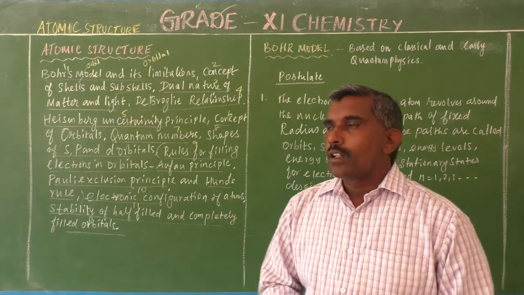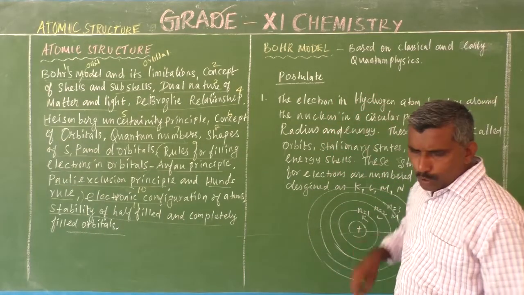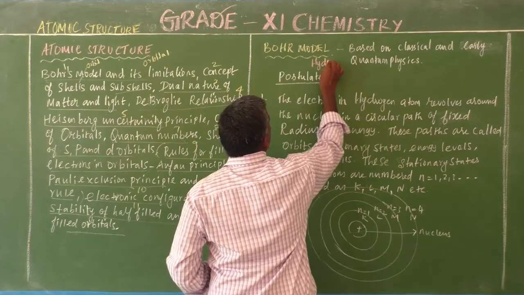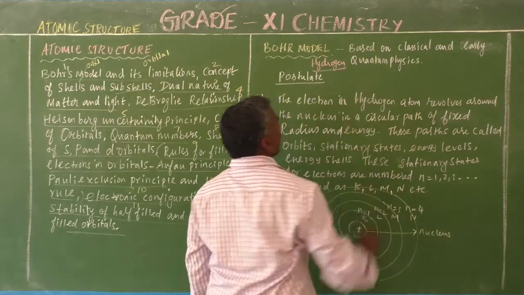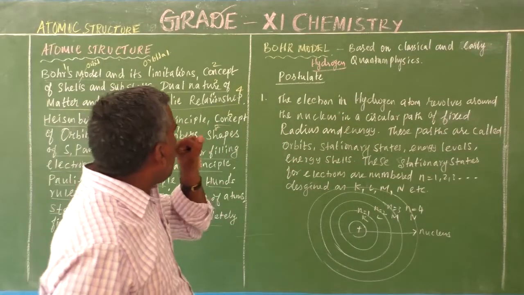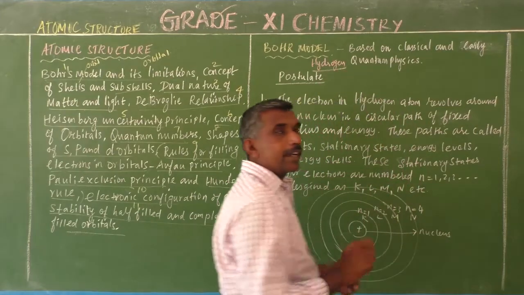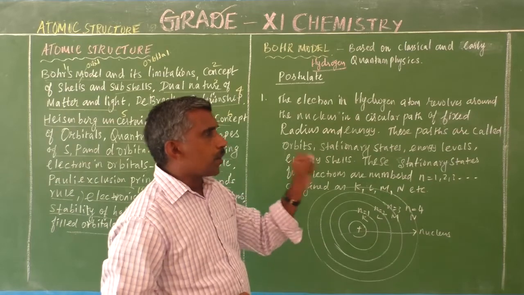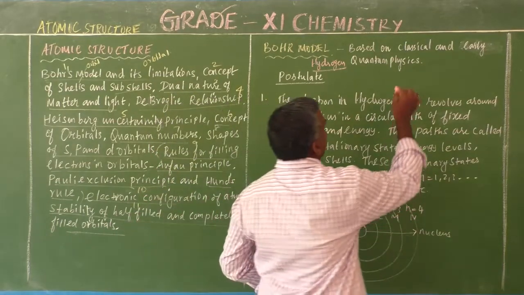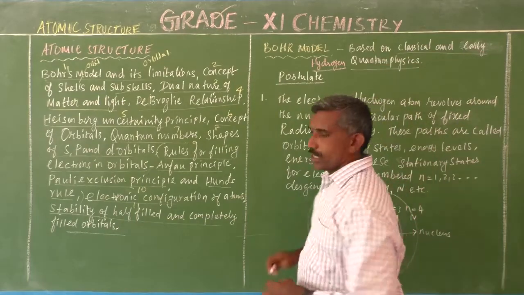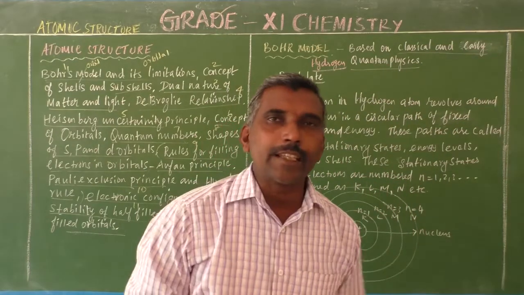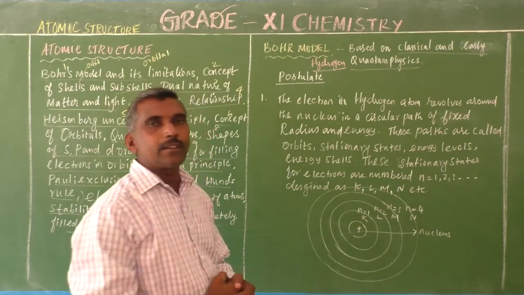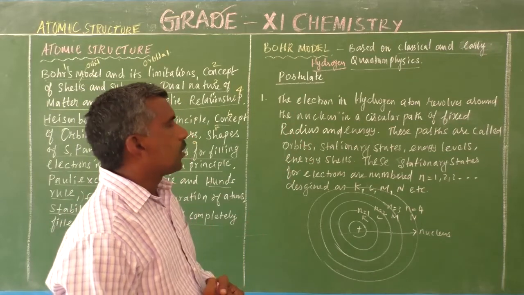The Bohr model is only applicable to hydrogen. Bohr model is applicable only to hydrogen or hydrogen-like atoms. So what is the basis? The Bohr model of the hydrogen atom is based on classical physics and early quantum physics. Classical theory is Newton's theory, which you study in physics, and early quantum physics. So that is the basis. Now, the postulates.